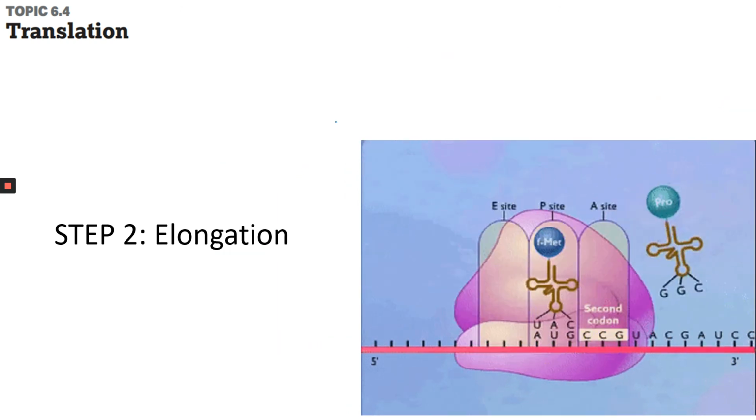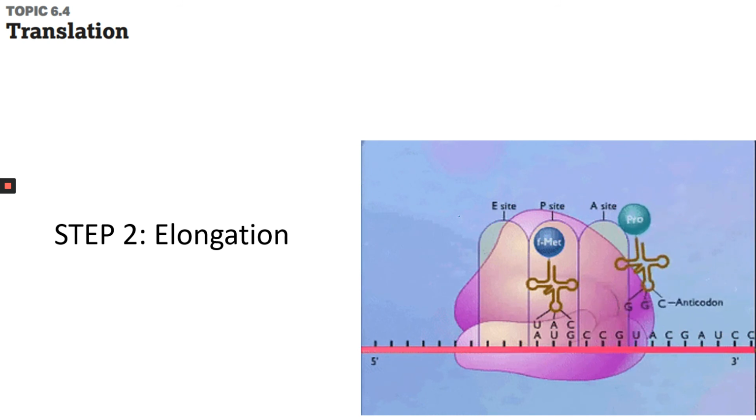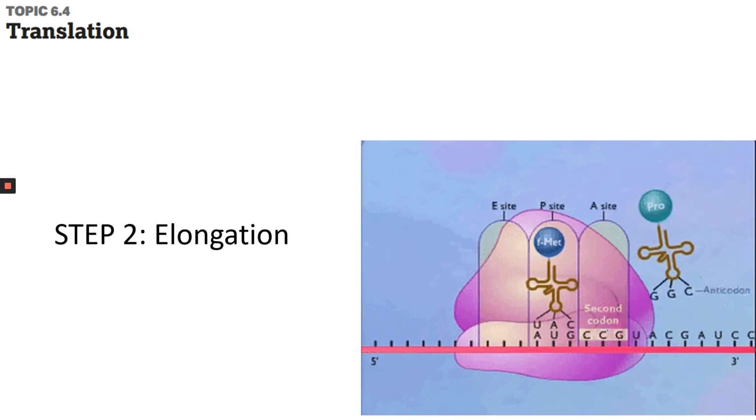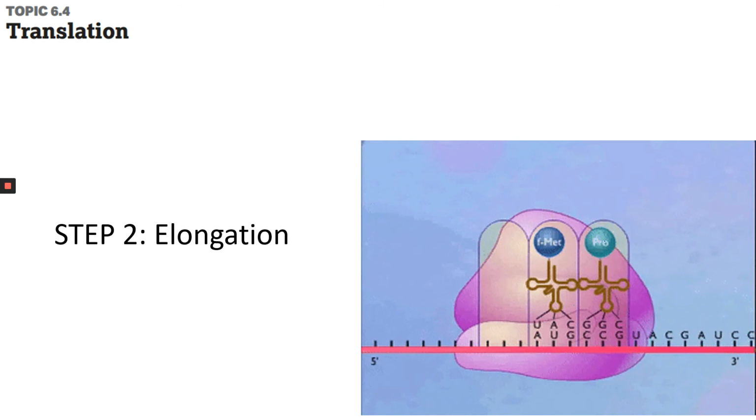So the next step in this process, right, we have these 3 sites, the E site, P site, A site. E site's the exit site. But for now, what we're going to have is that first amino acid, methionine, is going to be transferred into the next, the second codon here with this anticodon that comes and matches up with it. And this methionine gets transferred over.